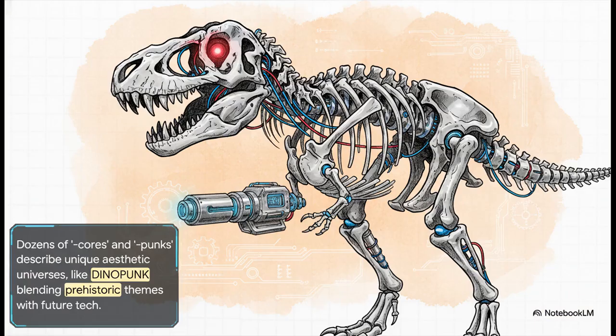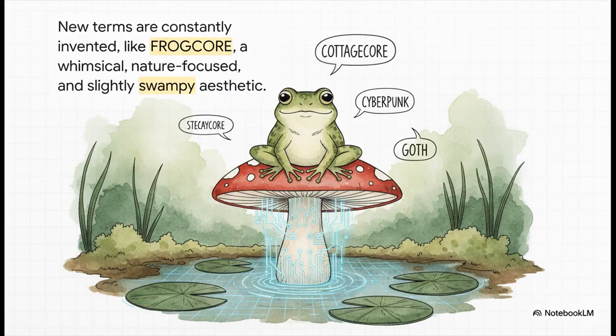And you see tons of these. All these cores and punks, and each one is basically a doorway to a totally unique world. Dinopunk, for example. You might get something that blends prehistoric vibes with futuristic tech. It's awesome! And this really shows you that this is a living language. I mean, frogcore, a word for a whimsical, naturey, slightly swampy aesthetic, it's the perfect example of a word that was just invented, then tested and refined by thousands of users, all working together out in the open.